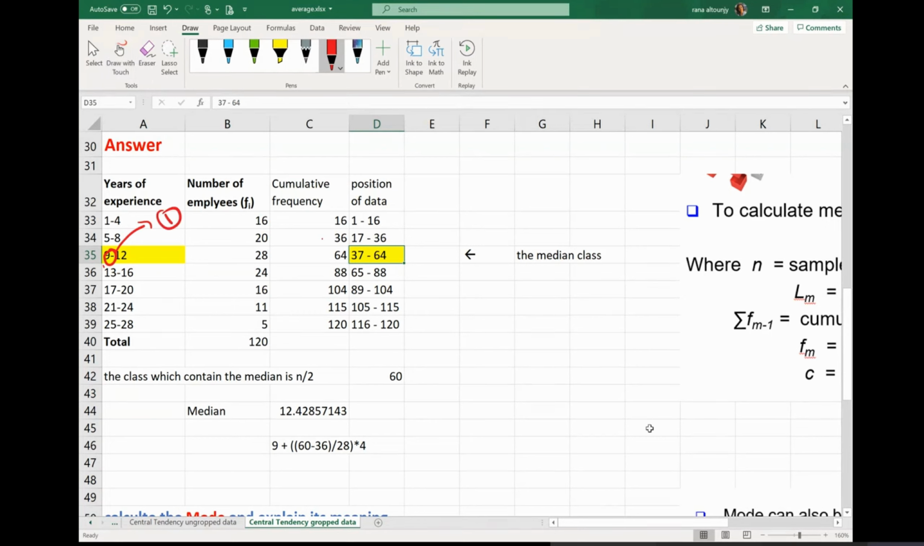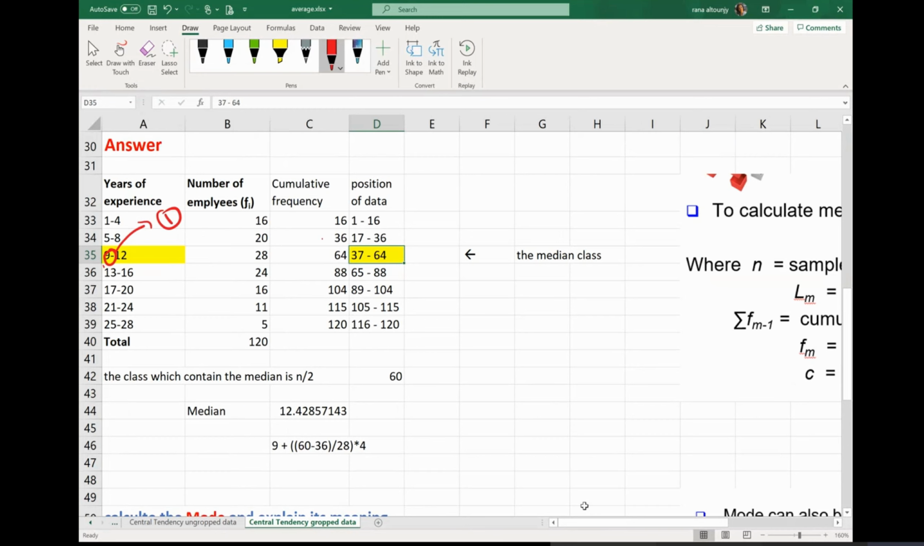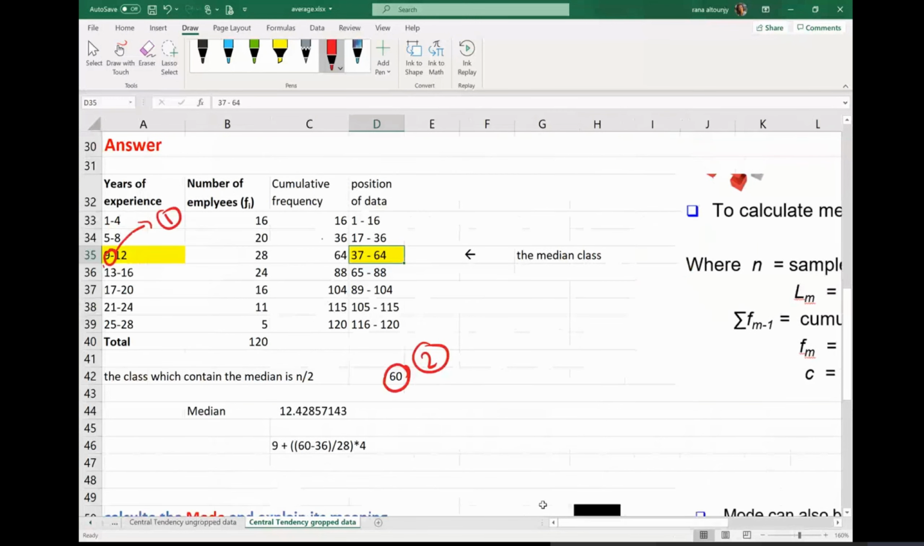Based on our equation, the second number we want to find is n divided by 2. N is the sample size divided by 2, and we calculated this here. This is the second piece of information. The third number we are looking for is the sum of fm minus 1, which is the cumulative frequency before the median class. This is our median class. We need to get the cumulative frequency for the class before our median class, and this is the number 3 we are looking for.